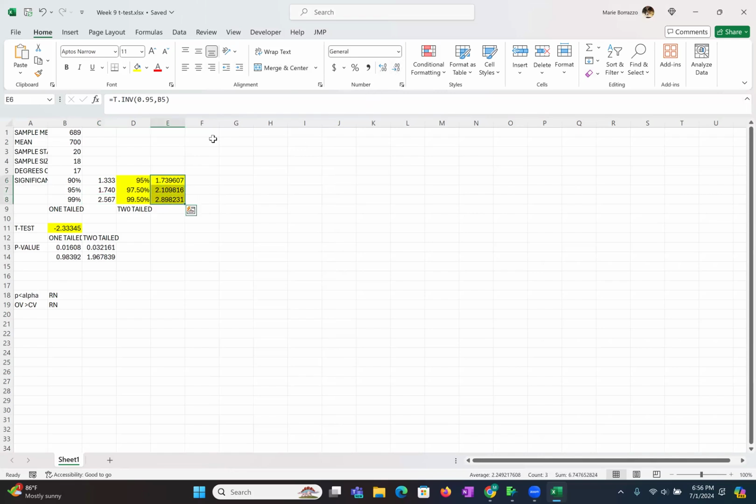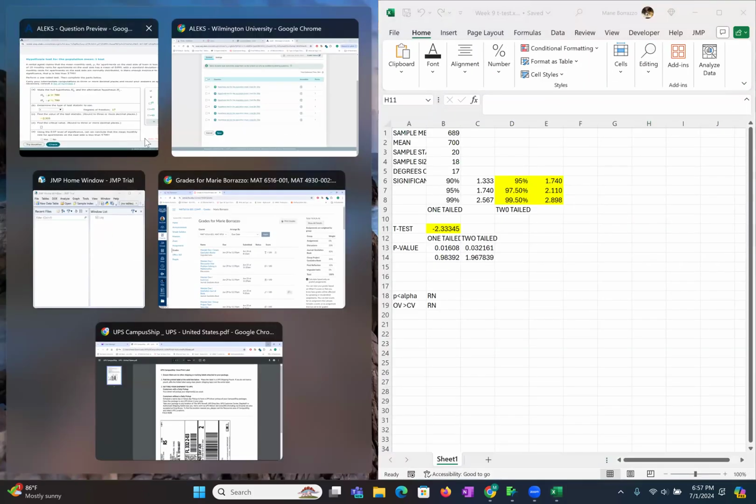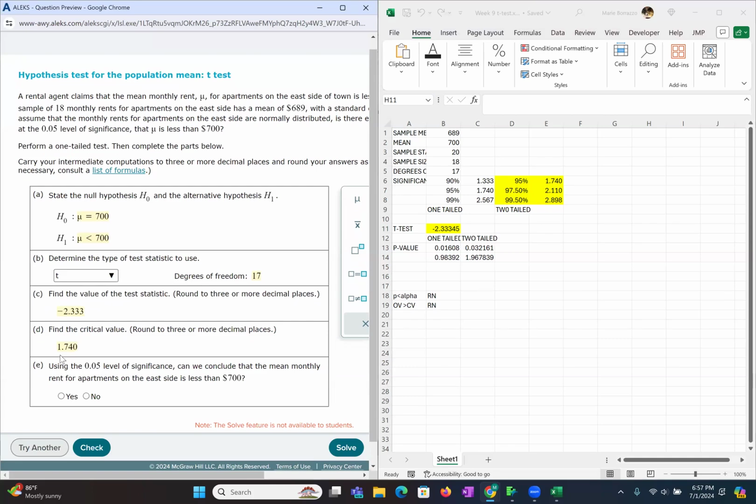All right, same thing here. I'm going to round these. All right. So we're going to say in this case the critical value is 1.740. Now, here we go with this part. Read C carefully.